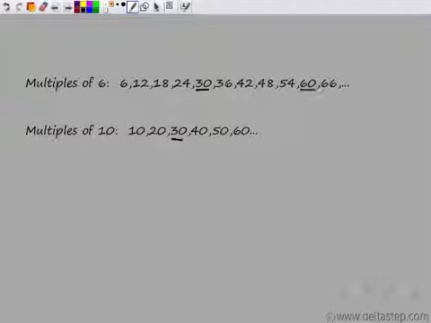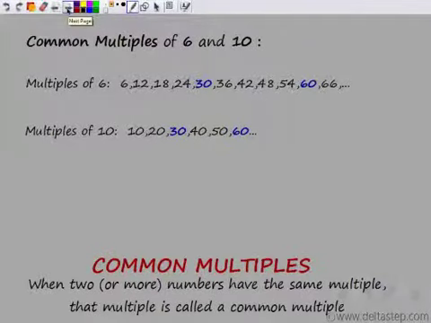Similarly, you can see 60. That is also common to both. When multiples are common, I term it as common multiples. That is, multiples common to two numbers are called common multiples. Here you can see common multiples of 6 and 10 would be 30, 60, and so on. If you keep on writing more numbers, you would find more numbers after 60 which would be common to both multiples of 6 and 10.